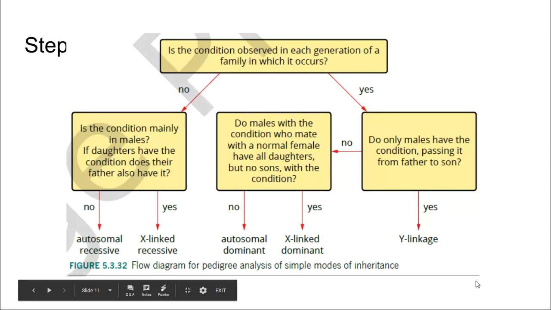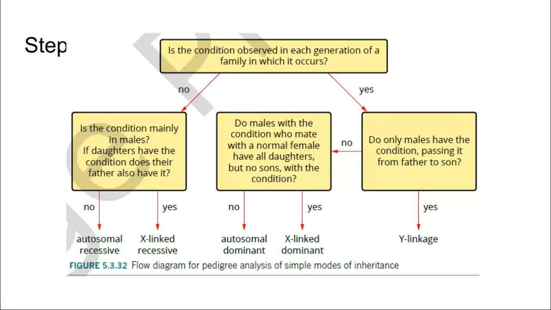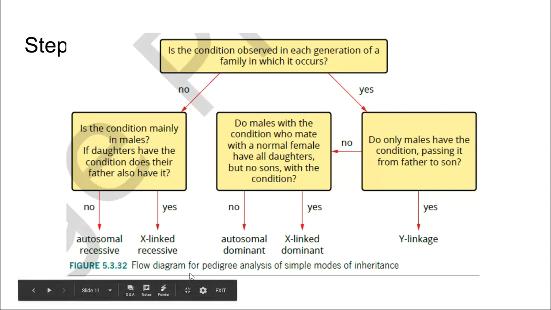So we can actually go through and we can analyze pedigree charts to then find out what type of inheritance pattern we're seeing there. And we can go through this flowchart. We won't go through it in this video, but it is a flowchart that you can use to solve some genetic problems and work out the type of inheritance is listed here.